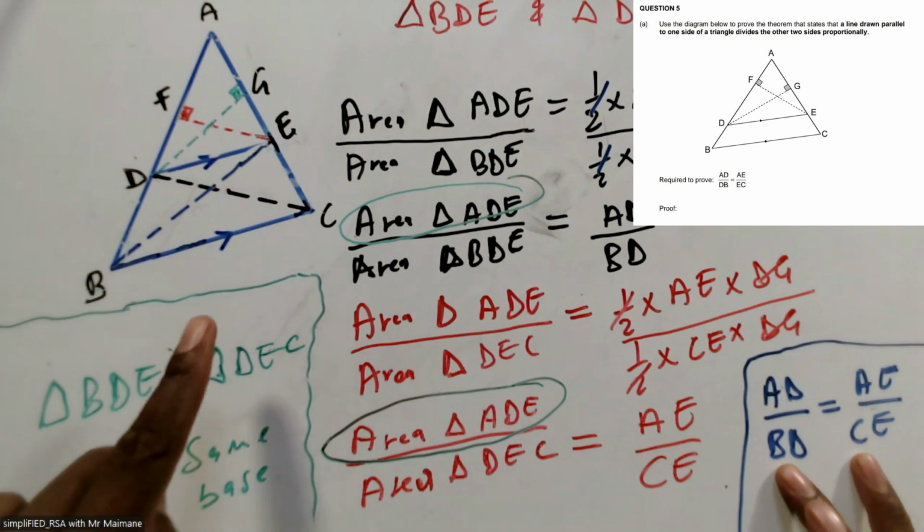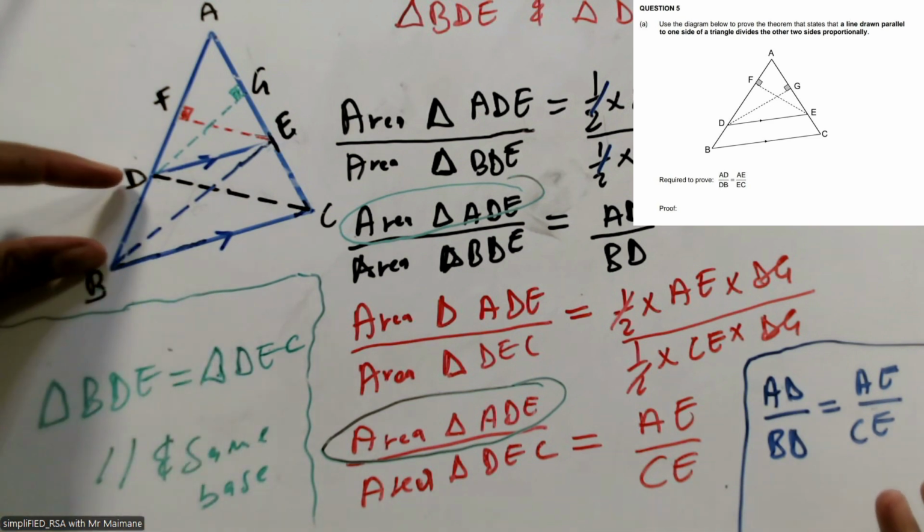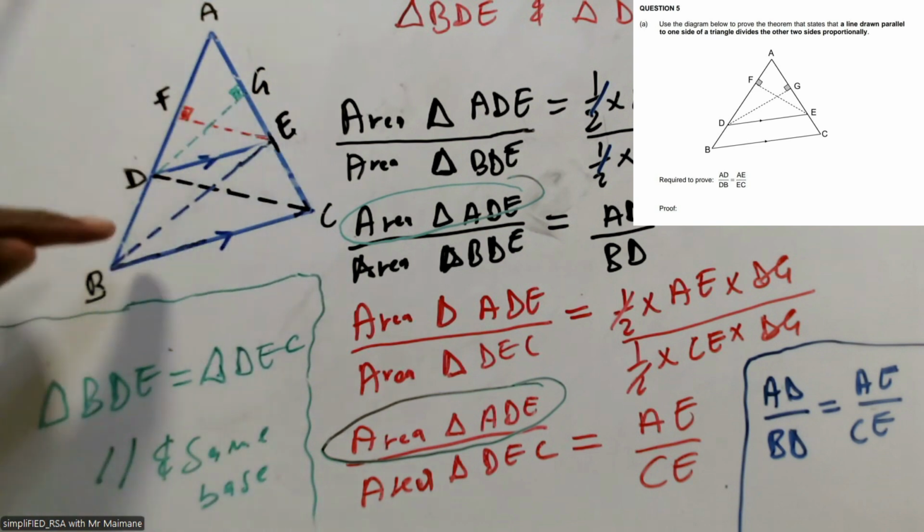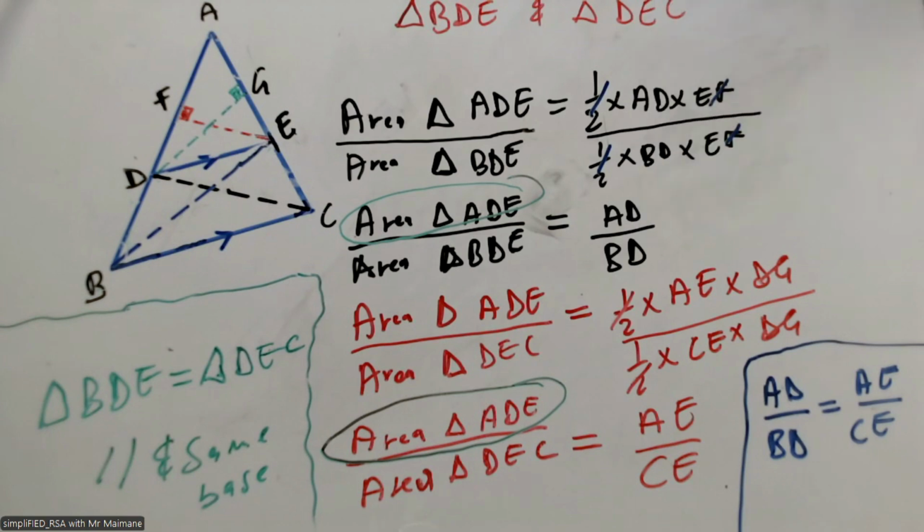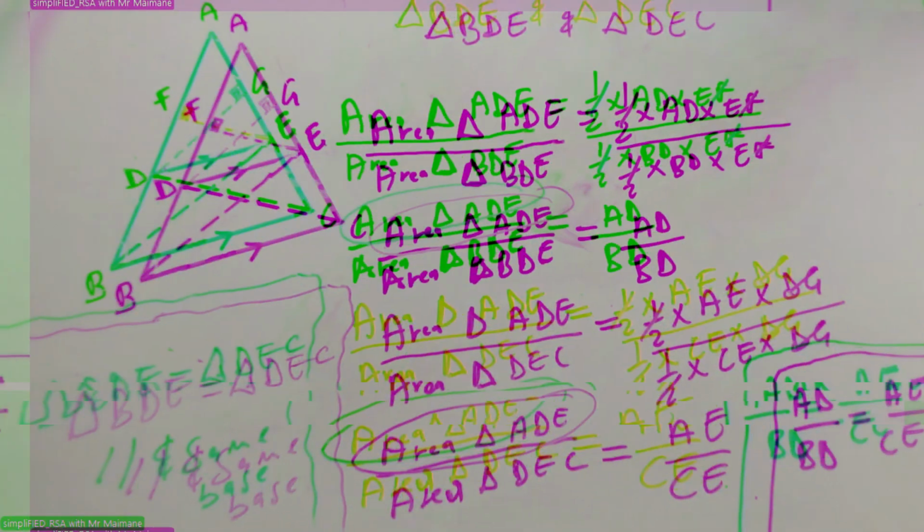And this supports the theorem that we're proving. So it clearly shows that the two parallel lines do indeed form proportionality on the triangles when they divide the triangle like that. That is for number A. But unfortunately, it doesn't end there. We still have number B.